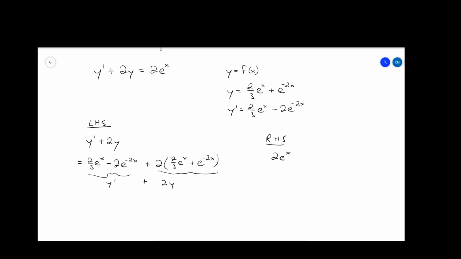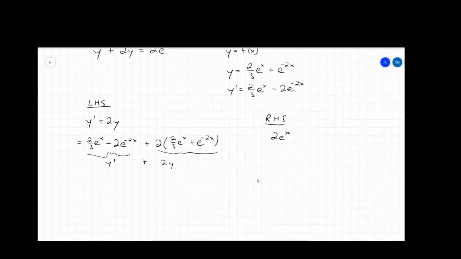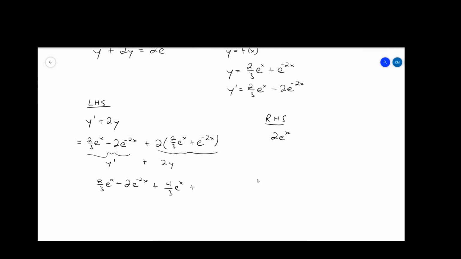So what I need to do now is just verify that what I get on the left side is going to equal what I get on the right side. That means I need to simplify this left side and make sure that it simplifies to 2e to the x. So let's see, does it do that? We got 2/3 e to the x minus 2e to the minus 2x. Let's distribute that plus 2, so plus 4/3 e to the x. Distribute the 2 to the second term, we get 2e to the minus 2x. Okay, so what do we have here? We've got 2/3 plus 4/3, right? That's 6/3, so that's 2e to the x.